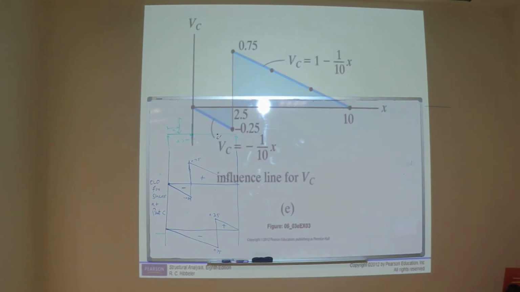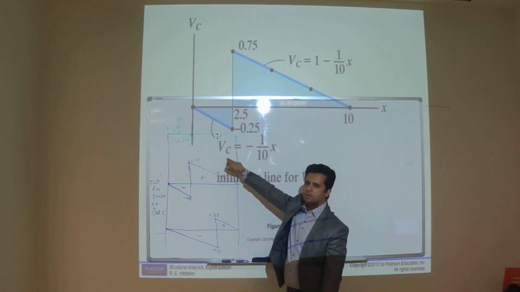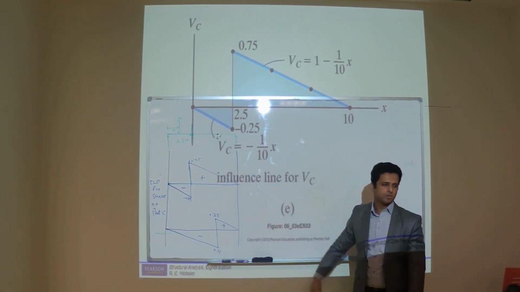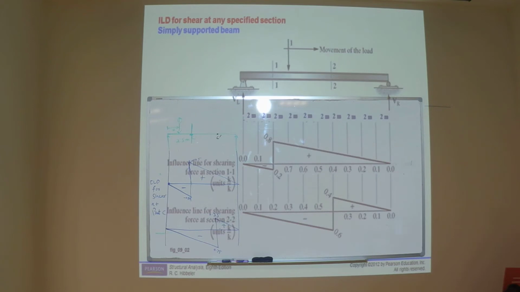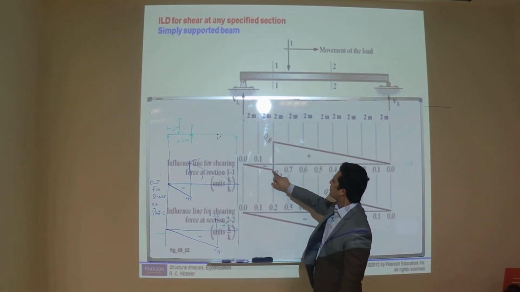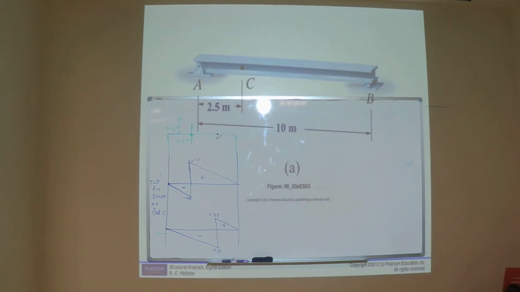Okay, so this is the influence line diagram. This diagram is the influence line diagram for reaction at point C. Very simple. And see, there are two functions. One function is before this point, minus 1 over 10 x, and one is after that point. Now, do you understand this diagram? The same idea, but with different two points. Now this is section 1-1, the same thing, and this is section 2-2.